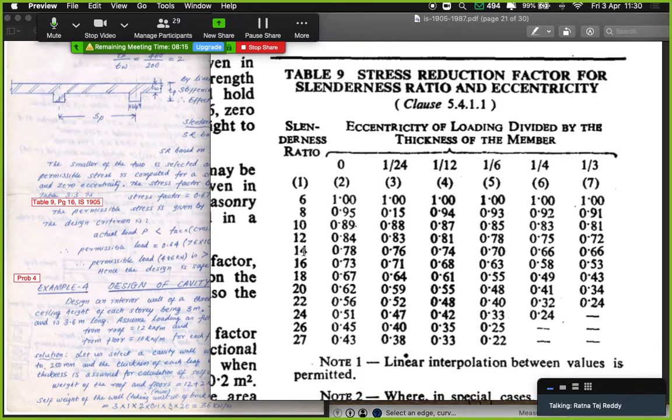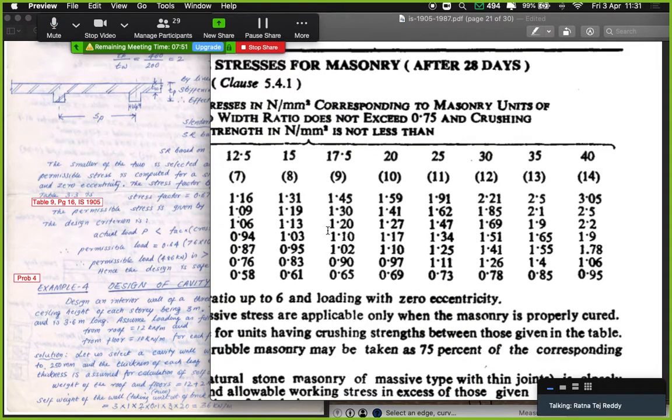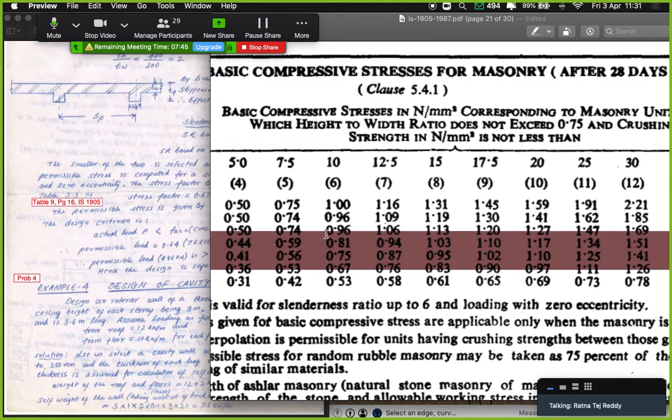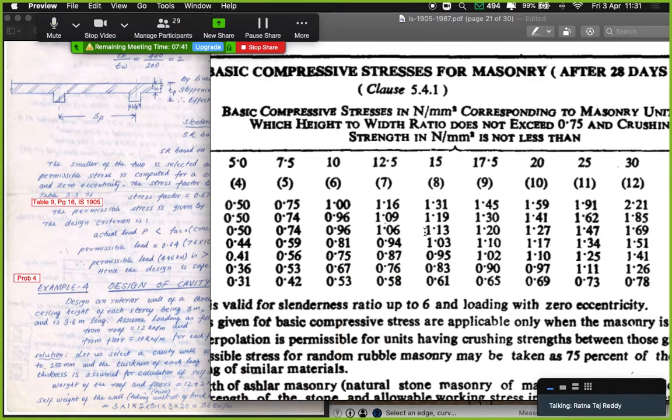Since the slenderness ratio is 14, we have considered the slenderness ratio 14. And for an eccentricity of 0, we are considering 0.78 as the stress reduction factor. So we'll multiply that 0.78 stress reduction factor to the basic compressive stress which was found in table 8, that is 0.96 for 10 Newton per mm square stress.